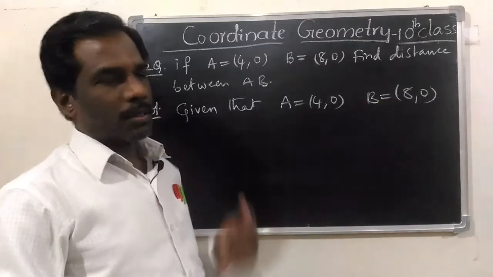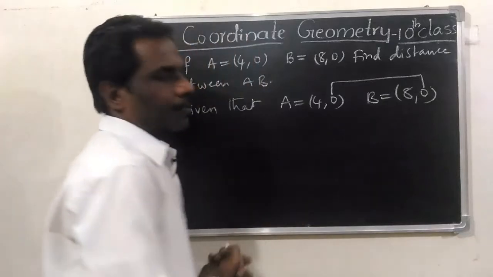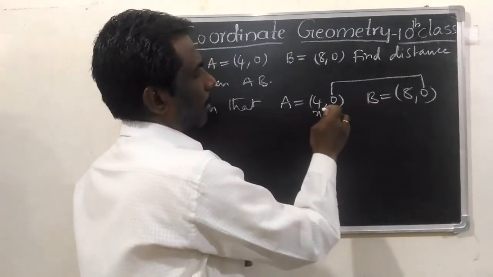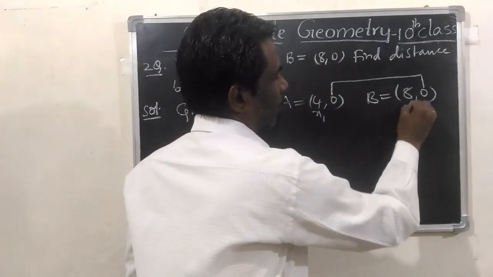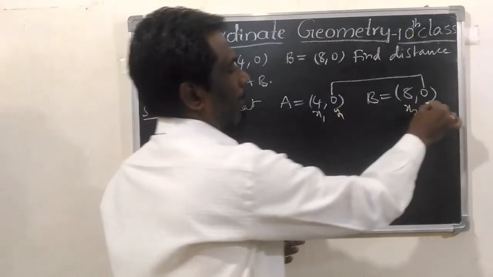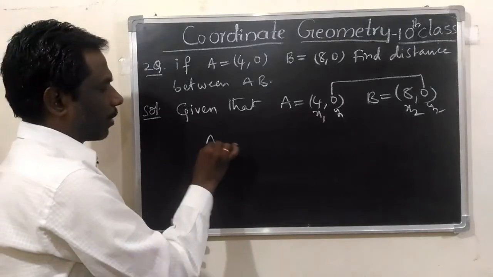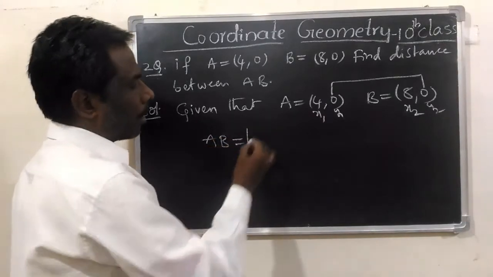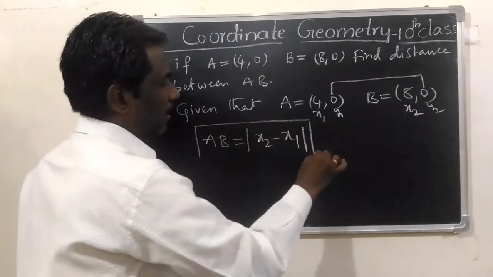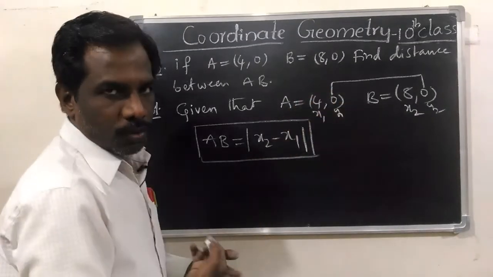If we observe these points, the y coordinates are zeros. See, here it is x1 and y is 0. Here it is x2 and y is 0. This is y1 and this is y2. These y coordinates are 0. That's why I am using the formula AB equals mod x2 minus x1. The distance between AB is mod x2 minus x1 because the y coordinates are zeros.